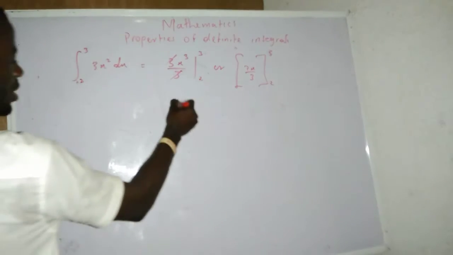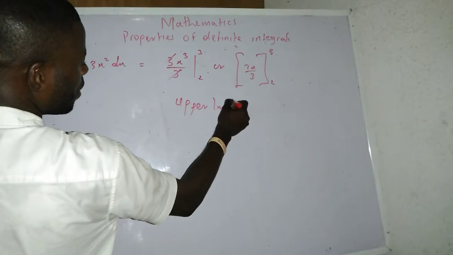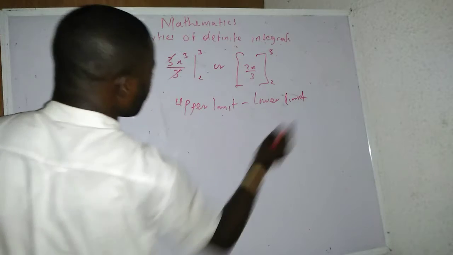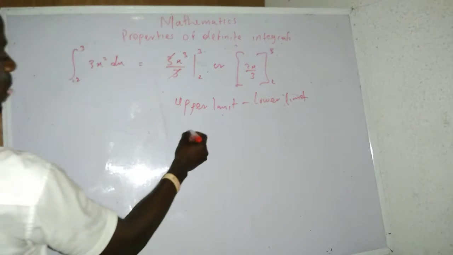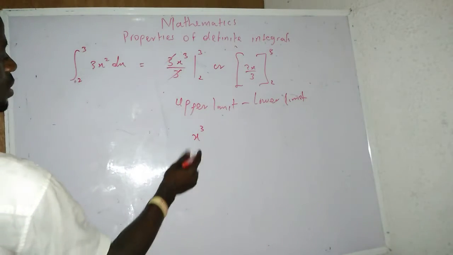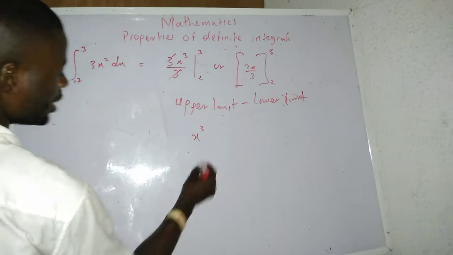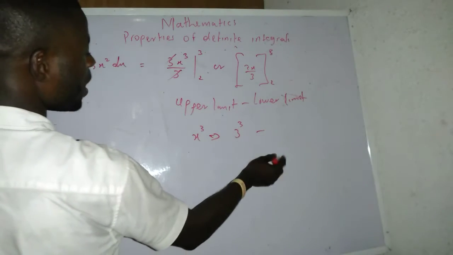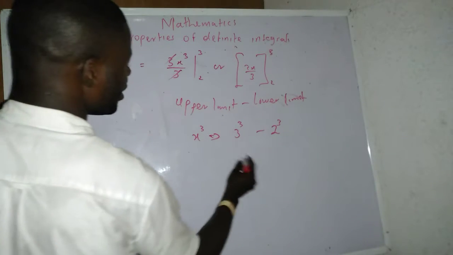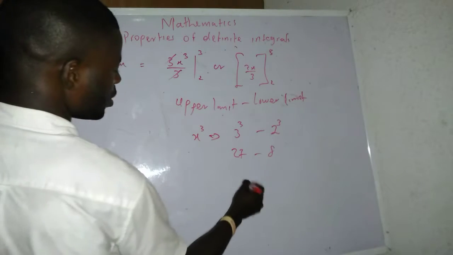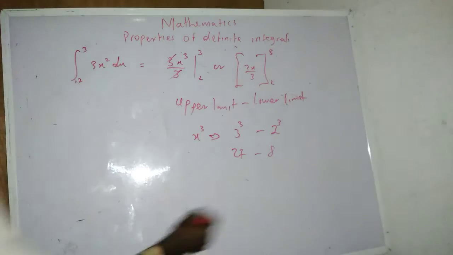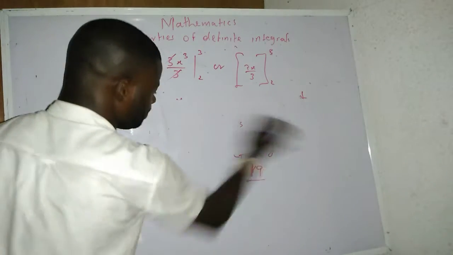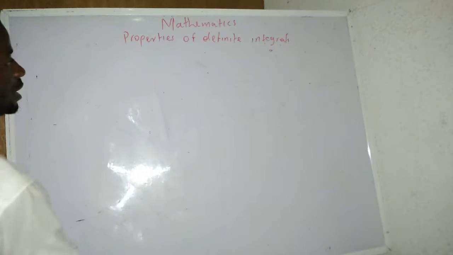Now my upper limit, please note, upper limit minus lower limit is very important. My function is x raised to power 3, and my upper limit is 3. So it is 3 raised to power 3 minus 2 raised to power 3, which is 27 minus 8. My answer will be 19. That is my final answer. Please note, upper limit minus lower limit.